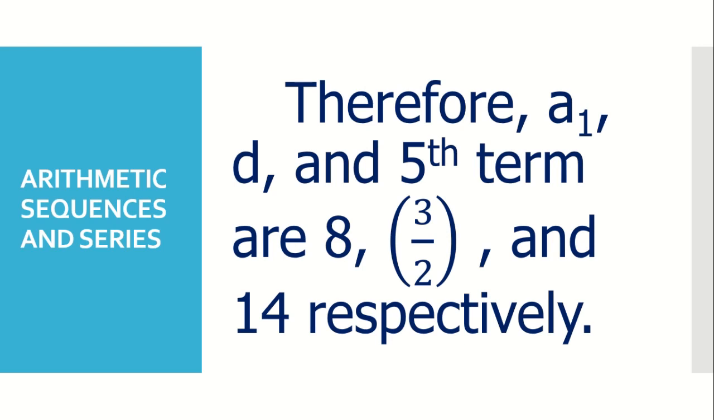Therefore, a sub 1, D, and fifth term are 8, 3 halves, and 14 respectively.